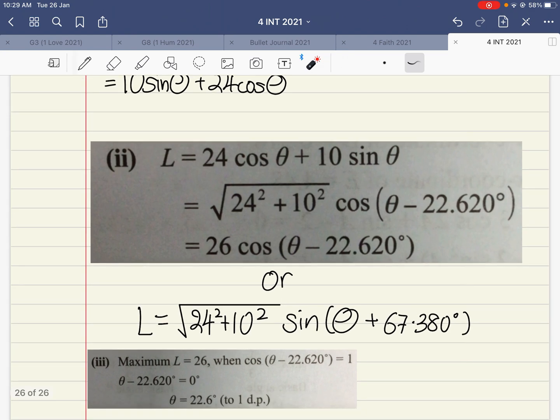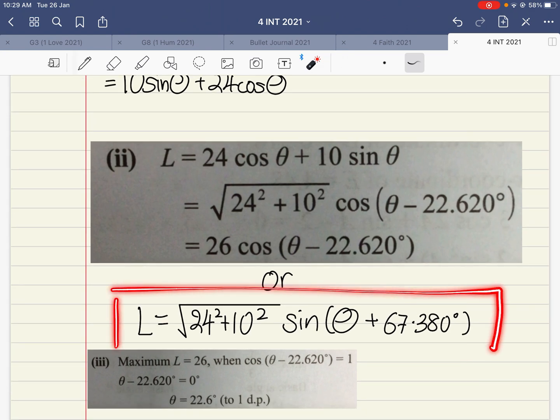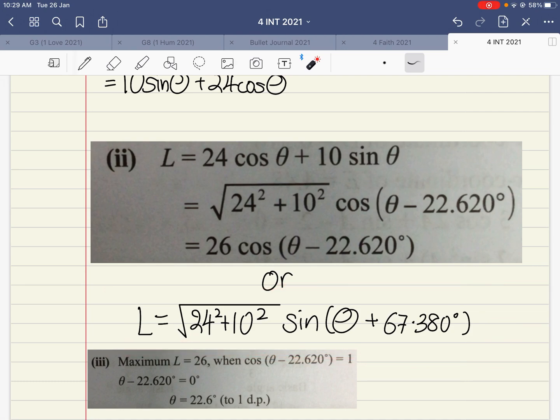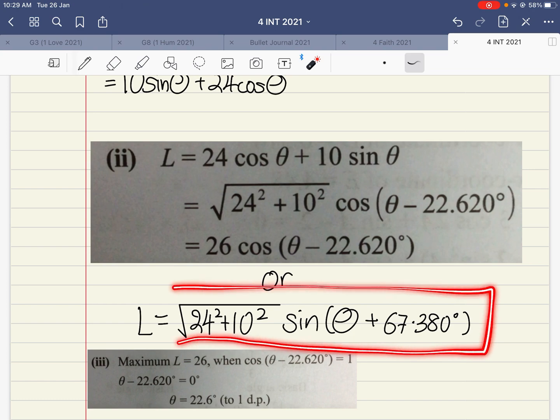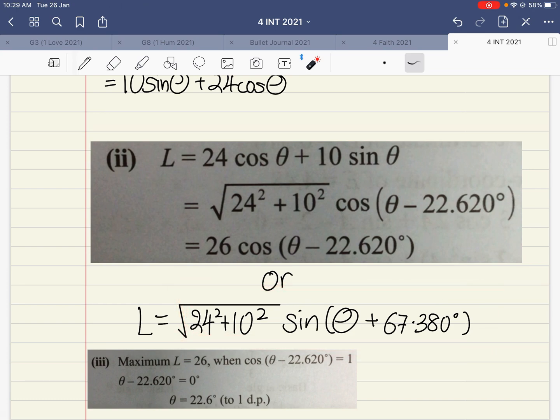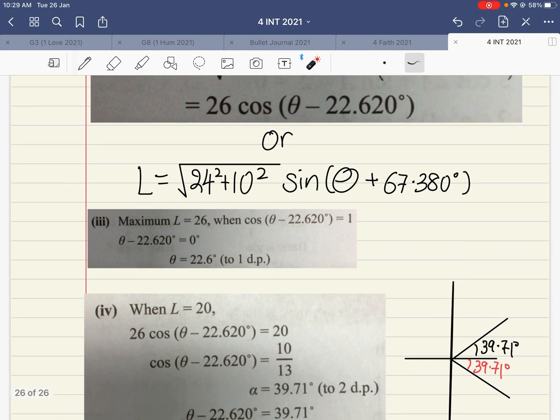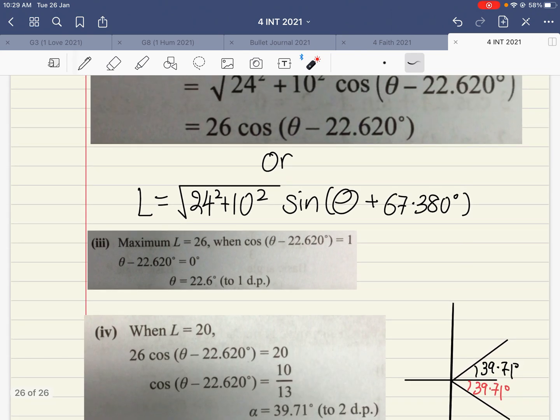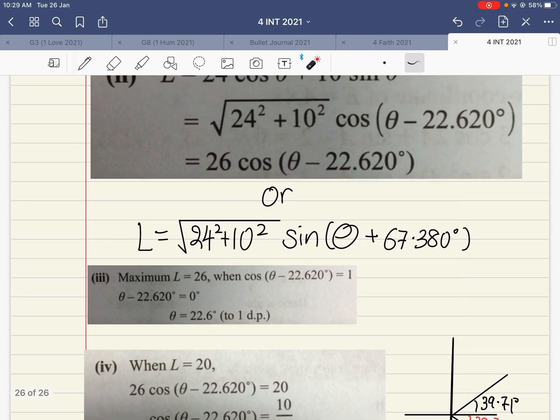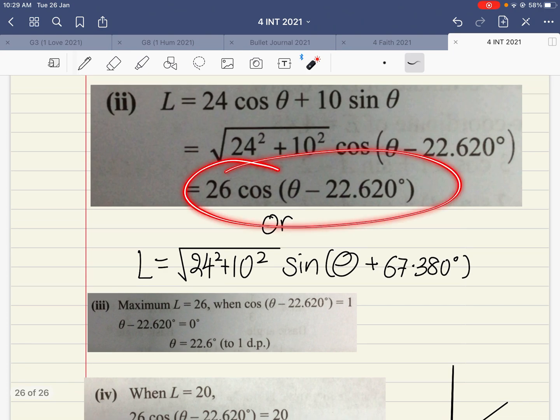Some of you, I notice, actually put sine in front. So if you actually put sine in front, an alternative answer to part 2 will actually give you this answer here, where the sine function is in front. You will get this R formula. The application of R formula will give you this if you actually put sine in front. So both answers are actually acceptable in this case. But I will actually use the cosine one over here.